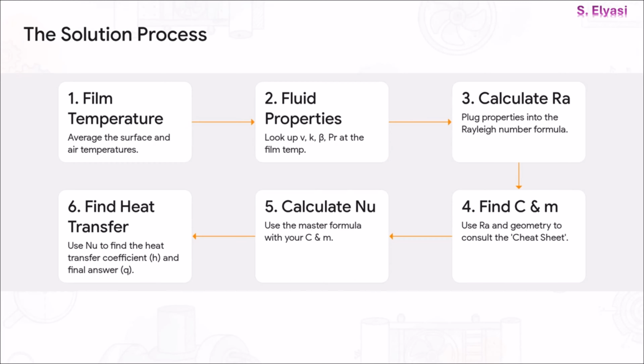And here's our game plan. It's the same reliable 6-step recipe every time. Step 1, find that film temperature so we know what our air is doing. Step 2, look up all the properties of air at that temperature from a table. Step 3, the big one, calculate the Rayleigh number. That tells us what the flow looks like. Step 4, take that Rayleigh number to our cheat sheet and find our C and m. Step 5, plug everything into the master formula to get our Nusselt number. And finally, step 6, use that Nusselt number to find the actual heat transfer in watts.